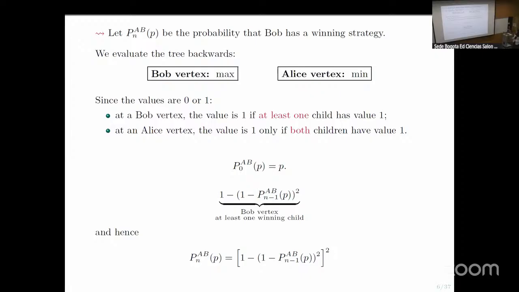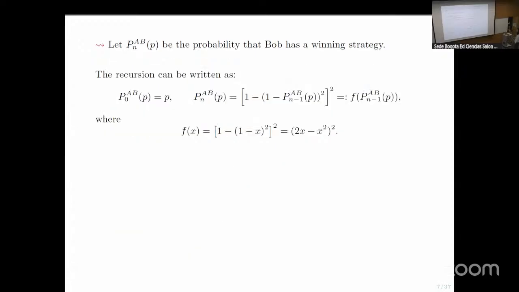This is for the Bob vertex, but remember that Alice precedes the game. So for an Alice vertex, what I need to have is two 1s, because she's going to minimize. This is why I have this square here. So I have this function f, which is 1 minus (1 minus x squared) to the power 2.